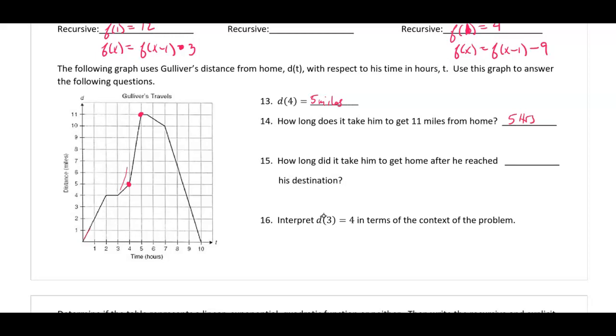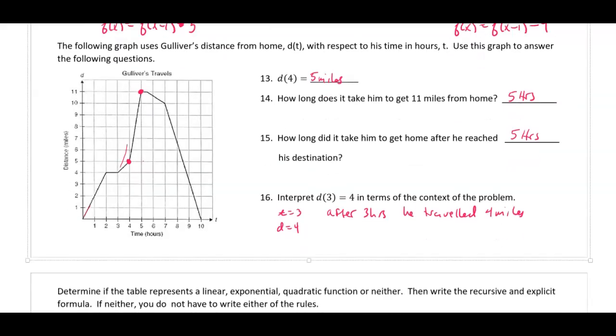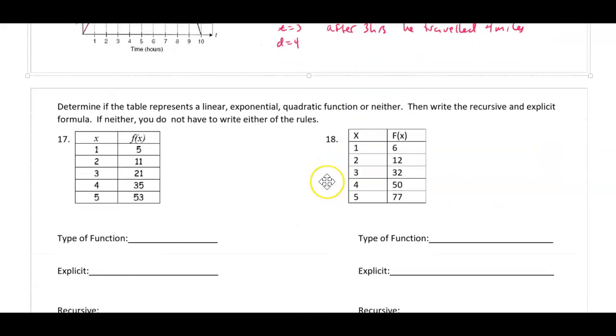How long did it take him to get home after he reached his destination? Well, his destination was up here, and from 5 hours to 10, it took him another 5 hours to get home. And if I had to interpret d of 3 equals 4, what that means is t is 3, d is 4. And if I interpret this, it's after 3 hours, he traveled 4 miles. Okay, so pretty straightforward.